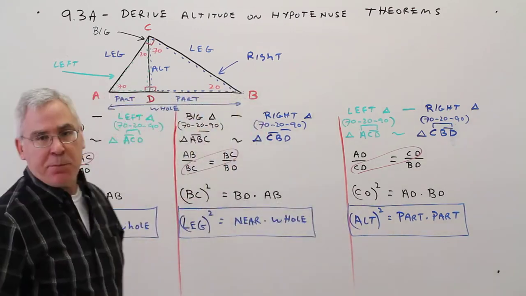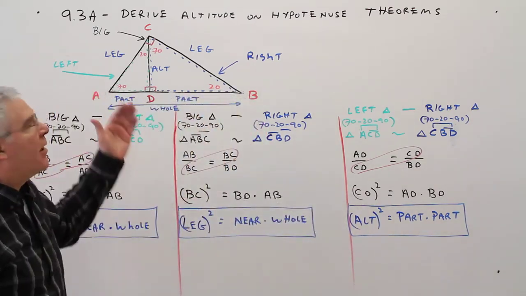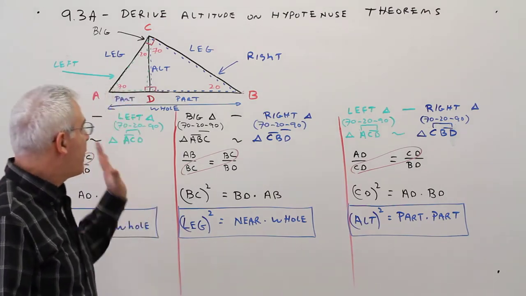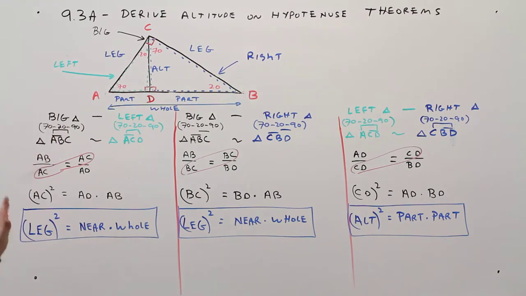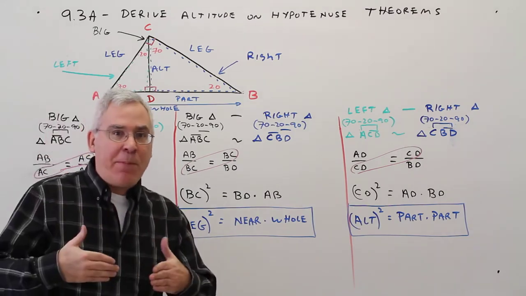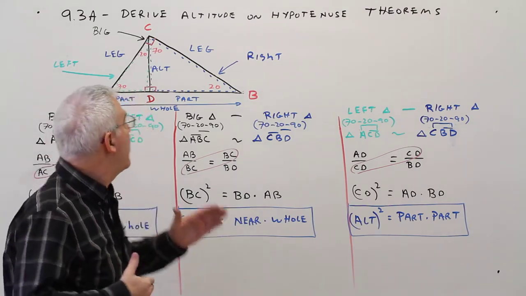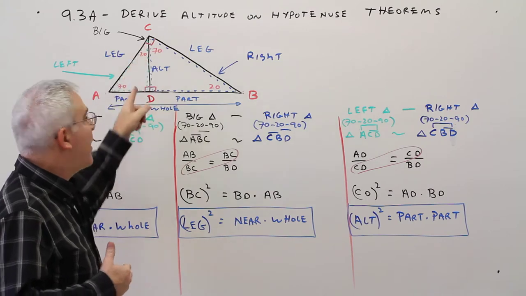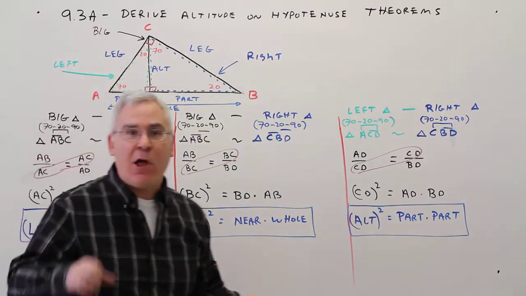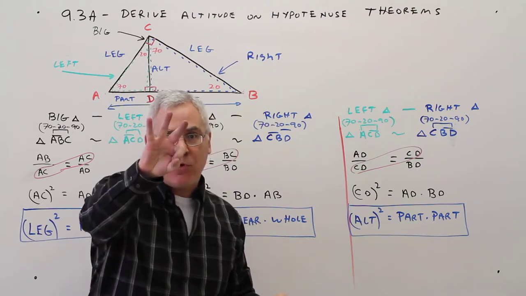Welcome to video 9.3a, Derive the altitude on hypotenuse theorems. There's a lot going on here, so if you want, you can take these notes and then I'll go through them with you after you've got them copied down. One thing I want to point out is the altitude on the hypotenuse theorems work when you've got a right triangle and an altitude to the hypotenuse of that right triangle, and you will always get three similar triangles.